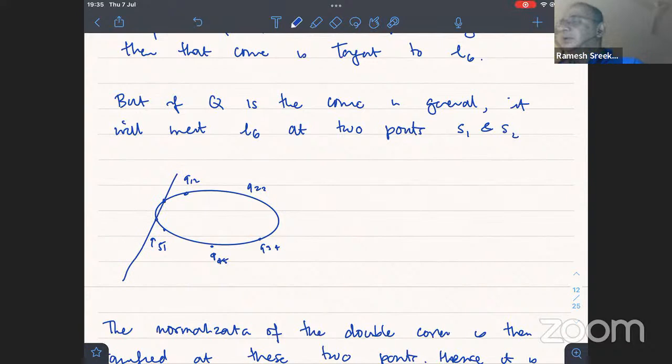This is some S1 and S2, right? If I take a general conic passing through these five distinguished points, it need not meet the sixth line. You can easily see that there has to be, I say the sixth line because it can't meet L1 through L5 at any other point. So it has to be L6, right?